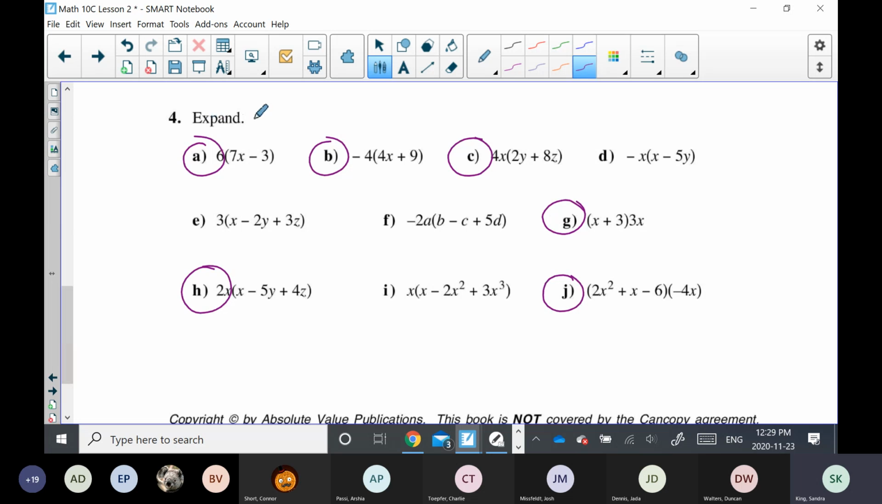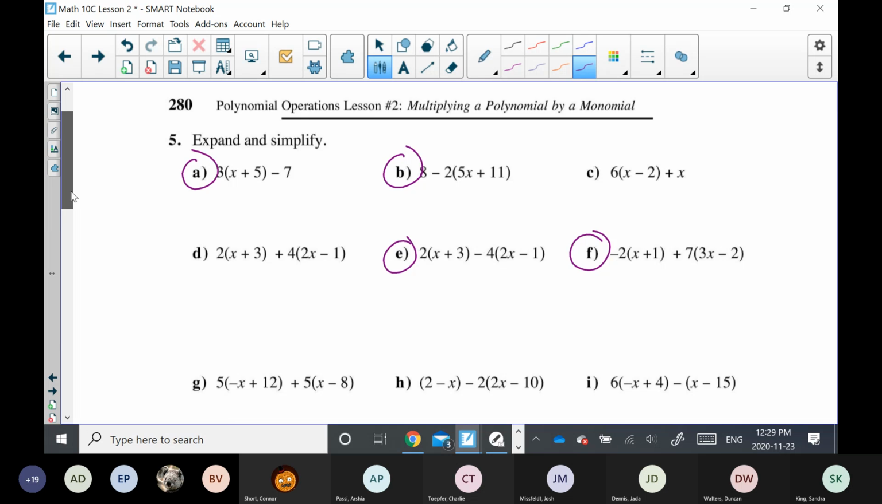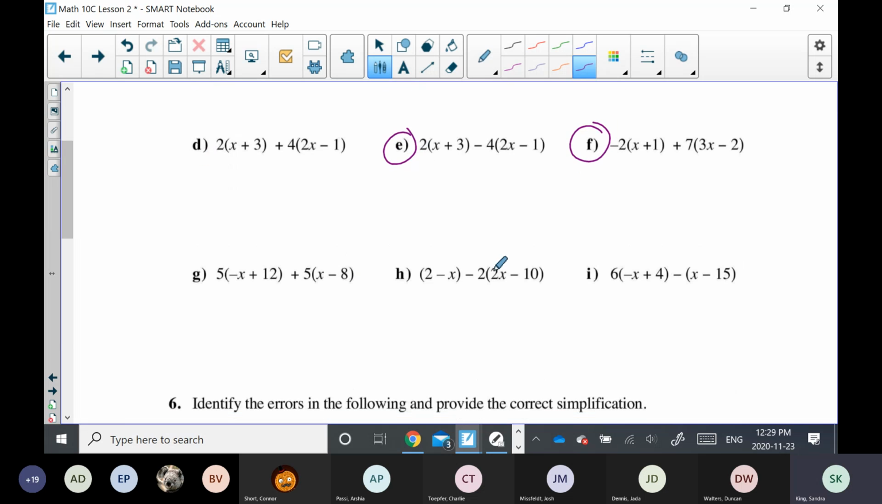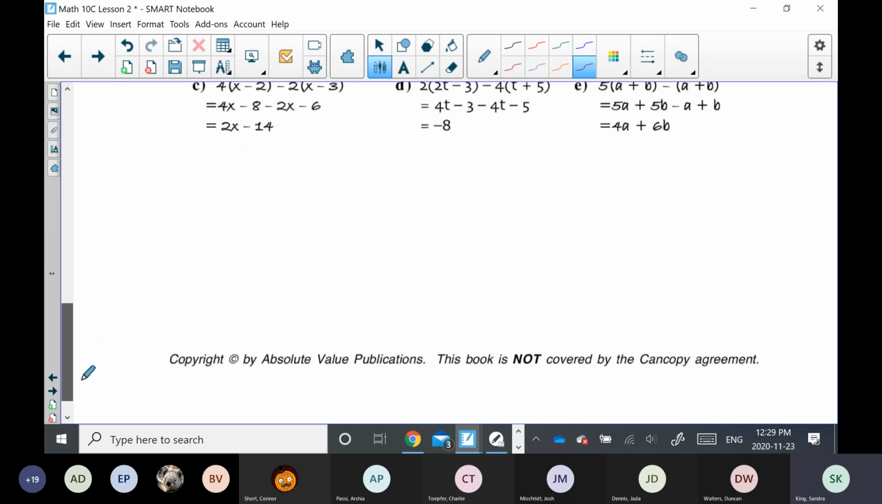So expand, so that's distributive property, right? Number 5, expand and simplify. So that means there's going to be like terms. So let's do A, B. Let's do E and F for number 5. Just looking at these 3. Let's do I as well. 6 we won't do.